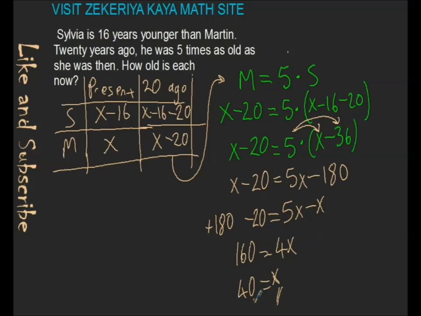Now the present ages. So age of Sylvia is 40 minus 16. 40 minus 10 is 30. Minus 6 more, 24. Age of Martin is 40. Okay? Understood? Oh, very good.